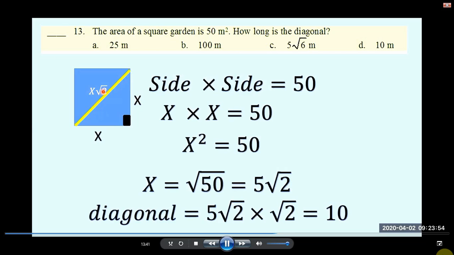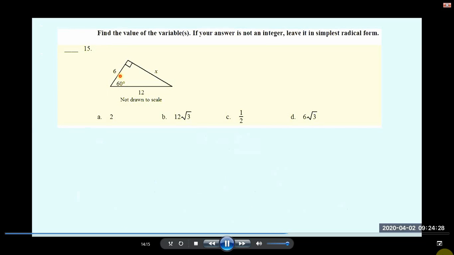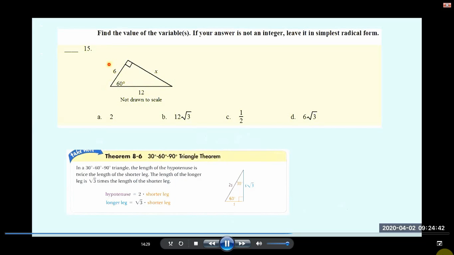The side opposite to 30 is half the hypotenuse. Yes, 6 is half the hypotenuse. Then the third side is the opposite of 30 times root what? Times root 3. Yes. Then x equals 6 root 3. Excellent.